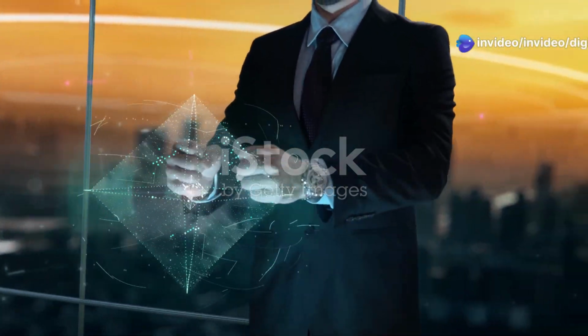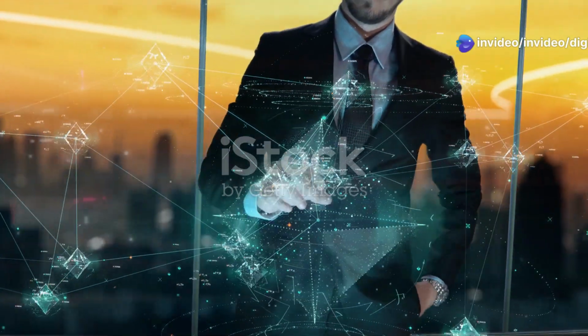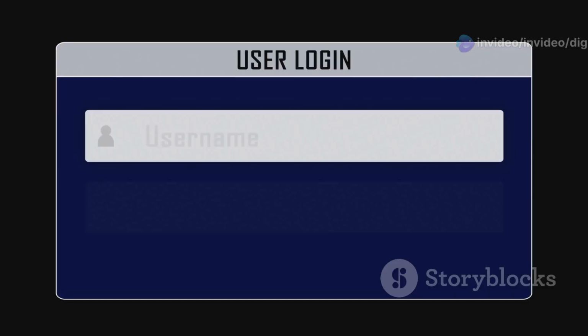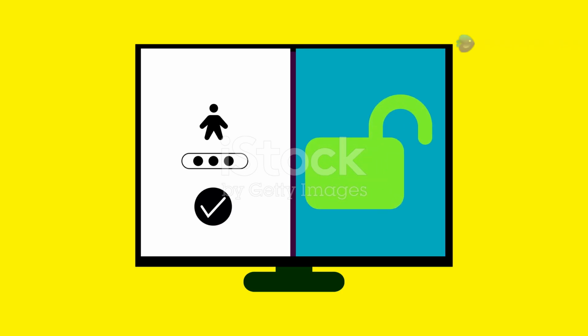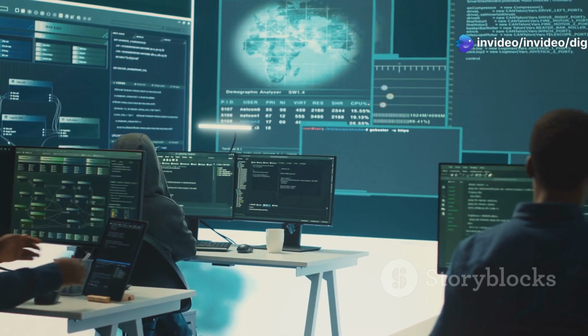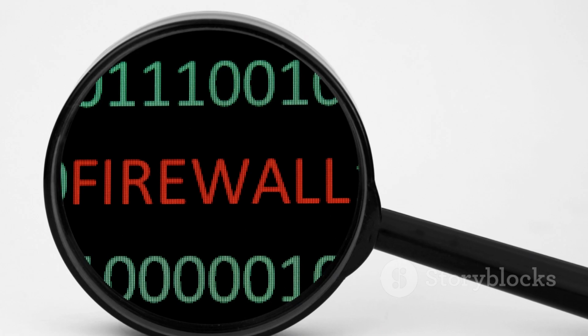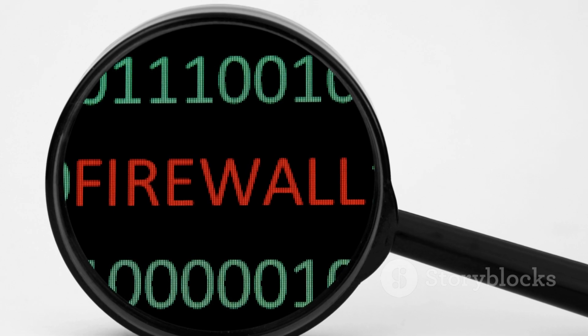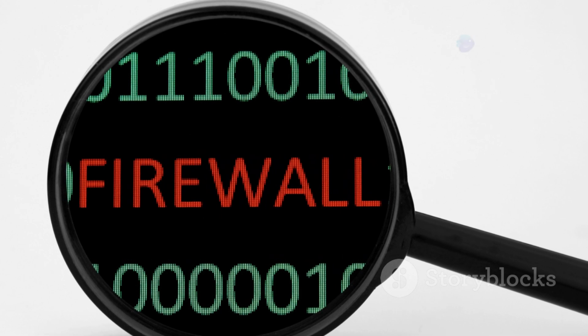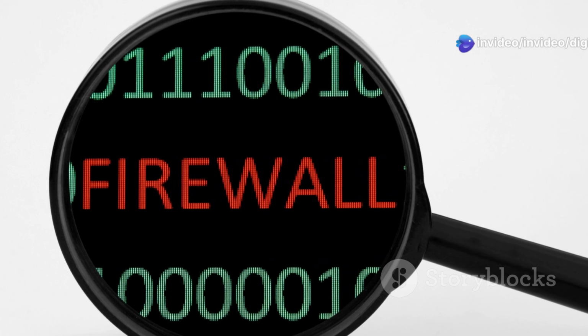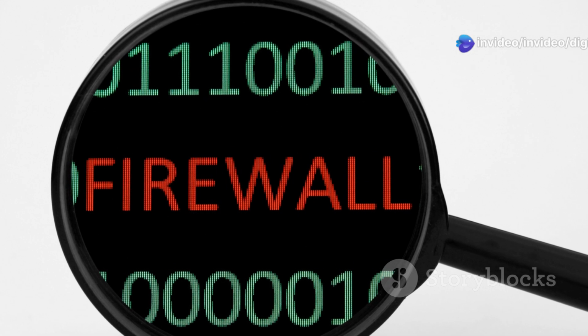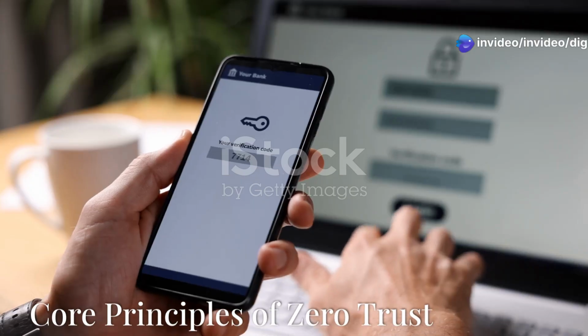Zero Trust is a cybersecurity framework that shifts the focus from perimeter-based defenses to a never trust, always verify approach. It operates on the principle that no user, device, or application should be trusted by default, even if they are inside the network. Instead, access is granted based on strict verification and continuous monitoring. The term zero trust was coined by John Kindervag, a former Forrester research analyst who emphasized the importance of protecting resources rather than relying on network perimeters.